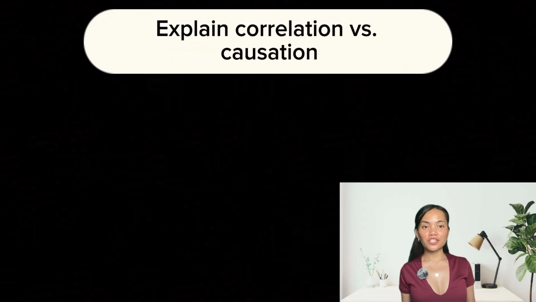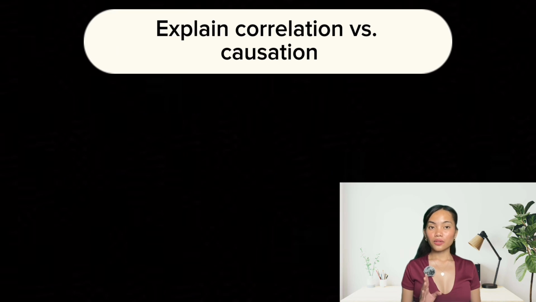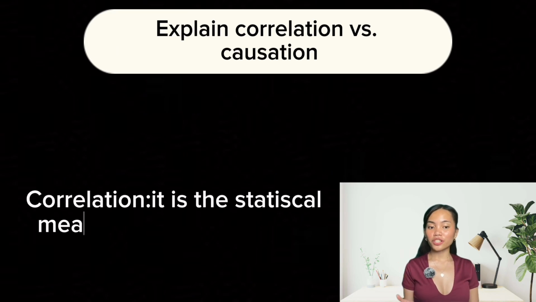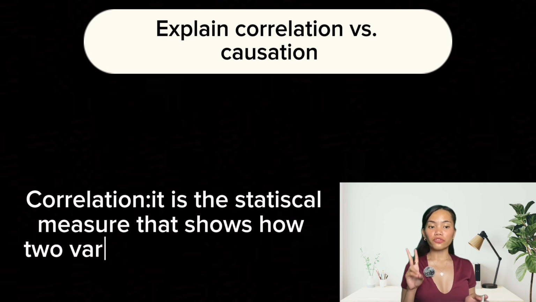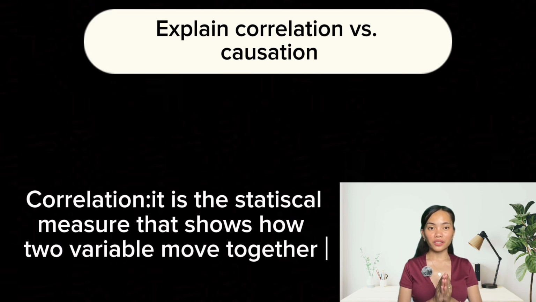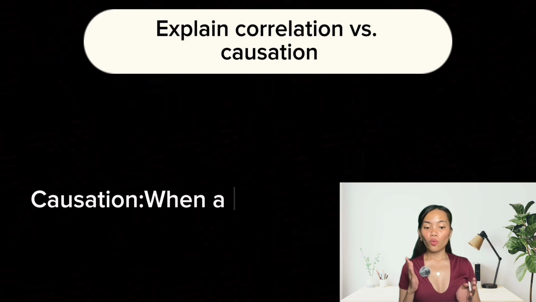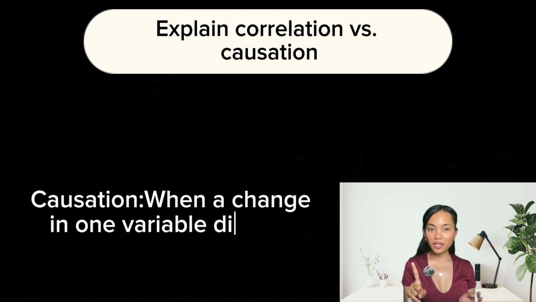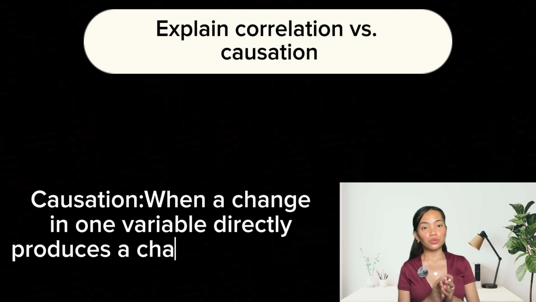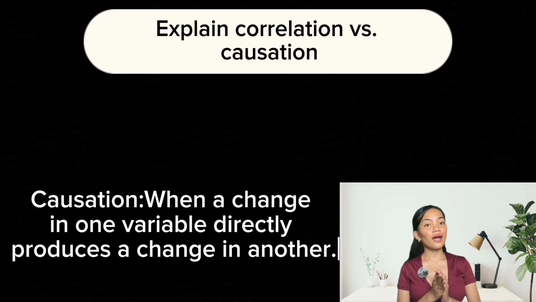Explain correlation versus causation. So, correlation is a statistical measure that shows how two variables move together. While causation is when a change in one variable directly produces a change in another.